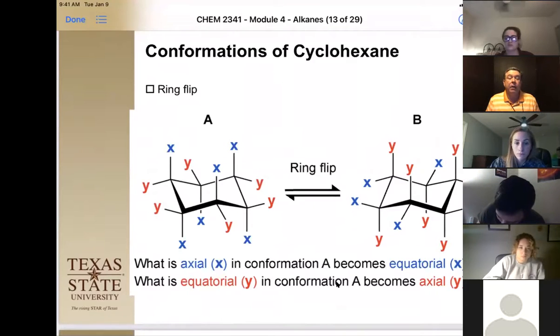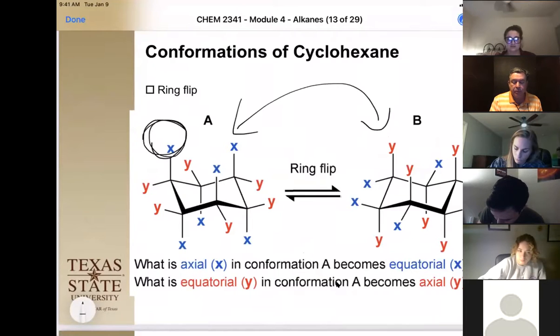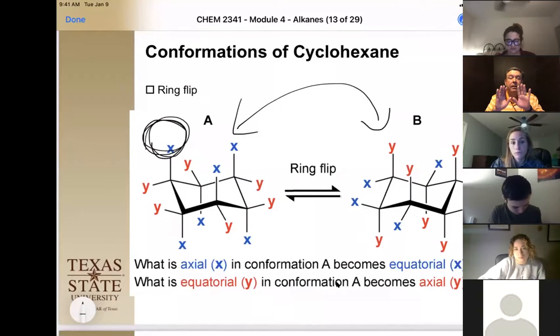Okay, if they're all hydrogens, these two configurations have exactly the same energy. But let's say we put some big group here. Now our energy has changed. So knowing that when we flip these back and forth, going from the axial position to the equatorial position, we need to find where to put this big group so it's most stable. Okay.